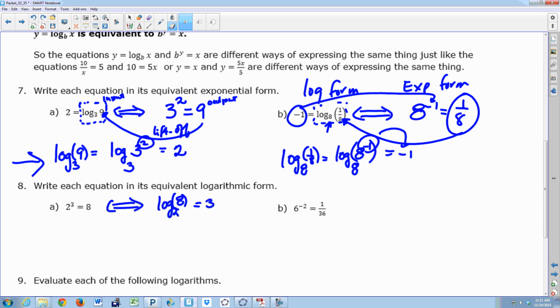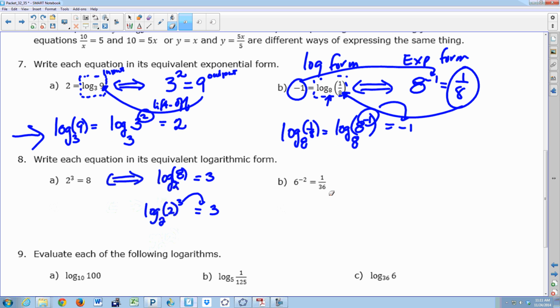How can you see that? Represent 8 as 2 to a power. Voila, there's my composition of my exponential form and my log form. I lift off my exponent. There we go, 3. 2 to the third equals 2 to the third. Okay, what about the next one?